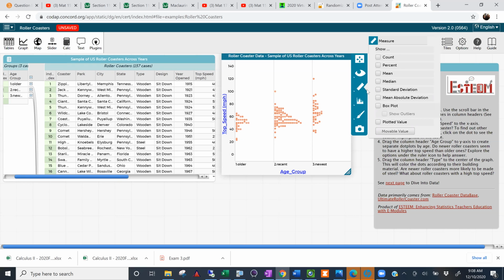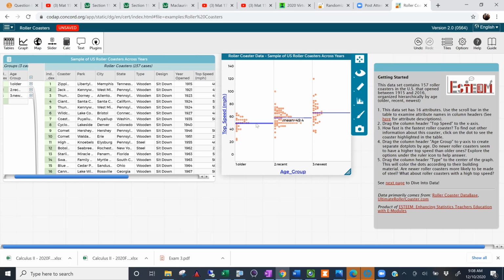Count, maybe percentage, mean. The mean? Yeah, okay, let's take a look at the mean. And the mean does look like it has a little bit of a trend. If you click on these bars, let's see, it's giving me the mean here. The mean here is 58.1 miles an hour. The mean here is 66. And the mean here is 49.4. So it looks like they're going up.